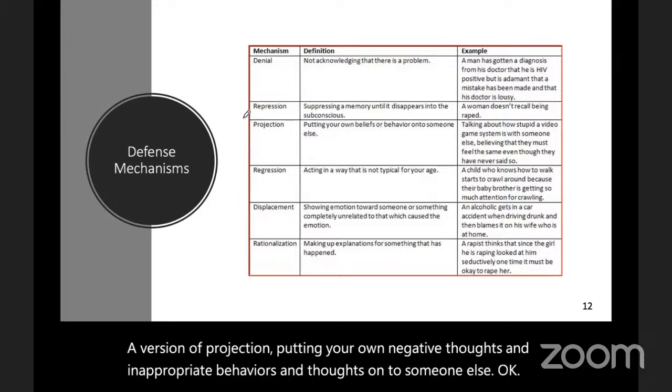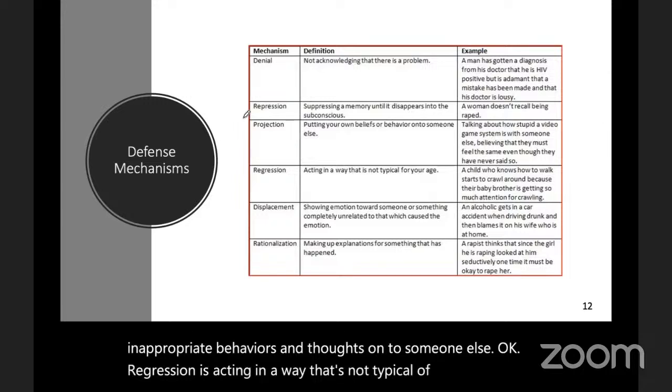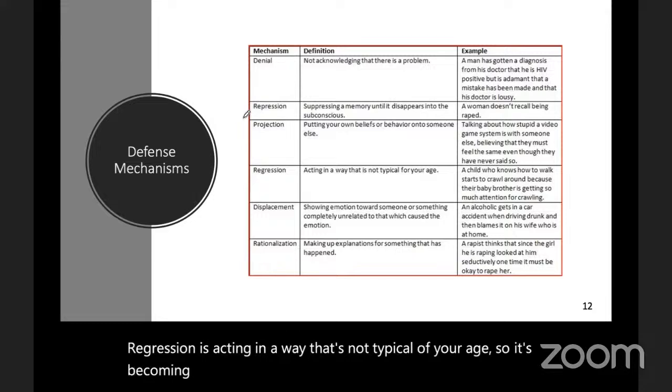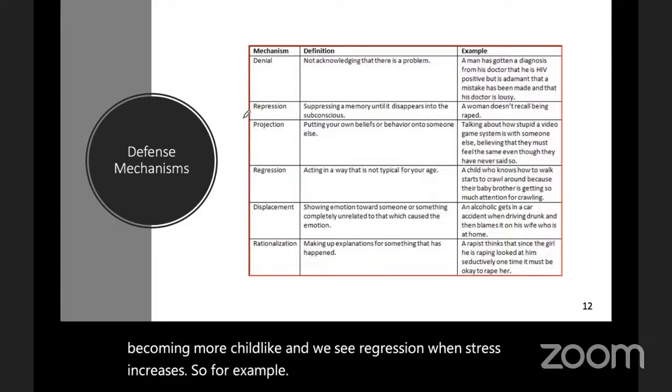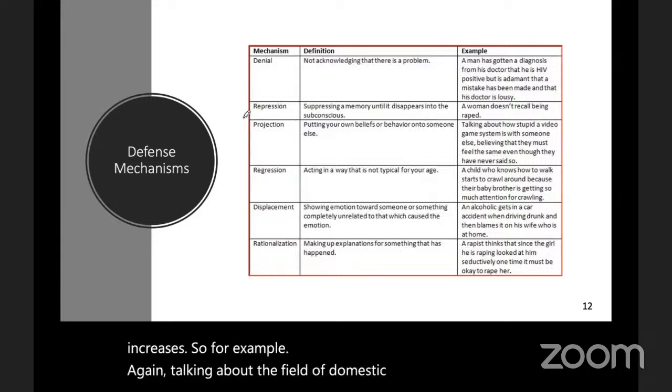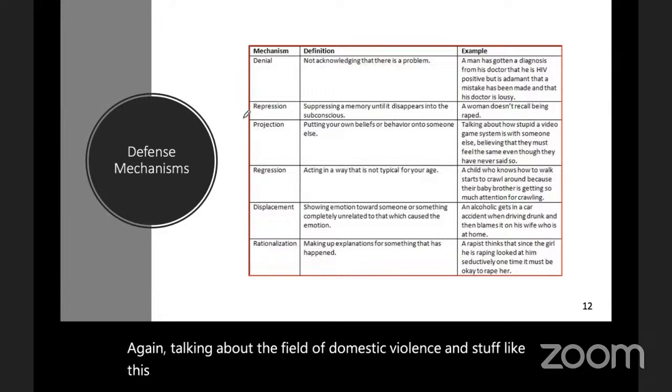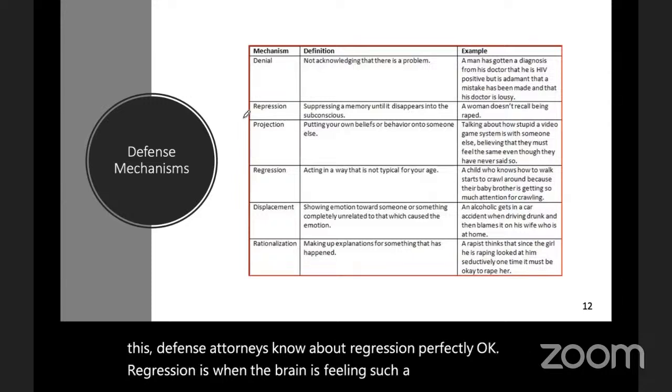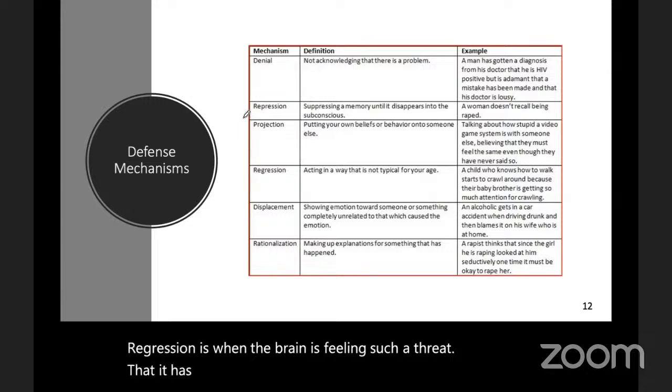Regression is acting in a way that's not typical of your age, so it's becoming more childlike. And we see regression when stress increases. For example, in the field of domestic violence, defense attorneys know about regression perfectly. Regression is when the brain is feeling such a threat that it has to revert to its best learned behaviors to deal with that threat.